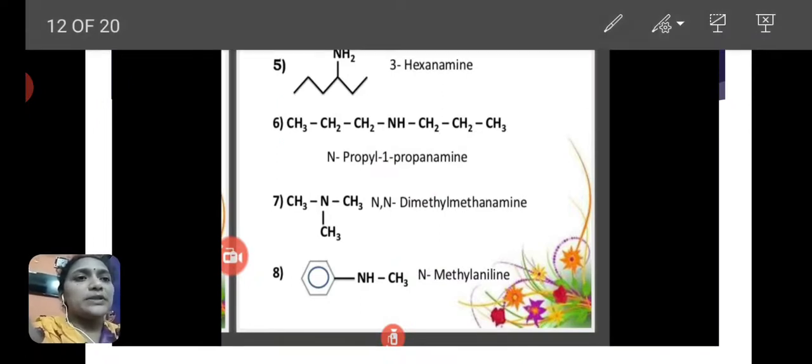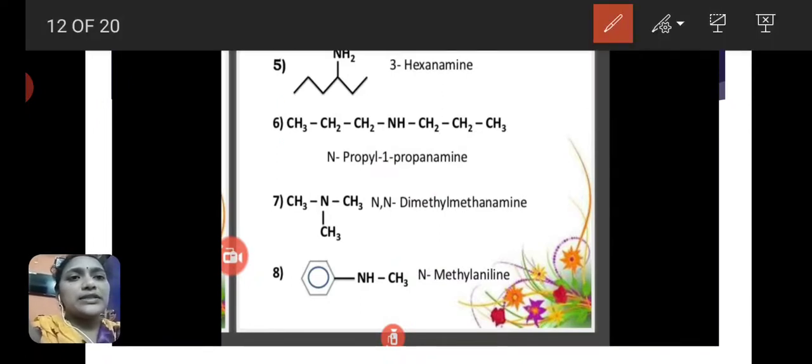Some more examples. This is the hexane carbon chain, 6 carbons means 6 methyl groups are present, and the third carbon has an NH2 amine functional group, so it is called 3-hexanamine.